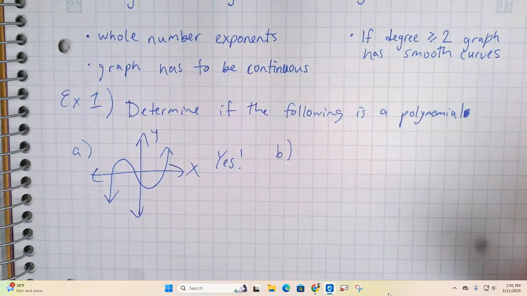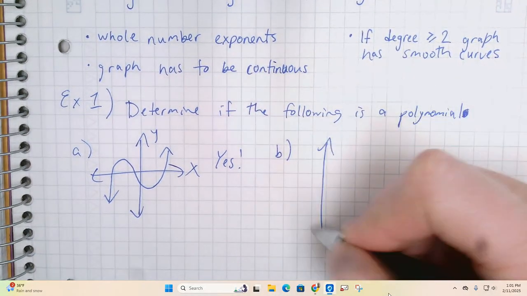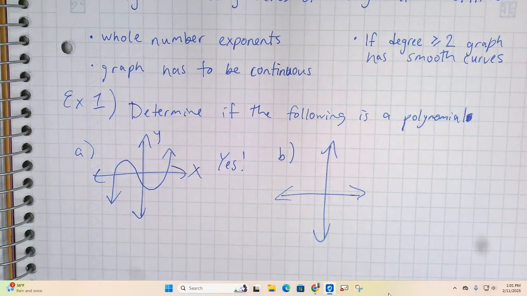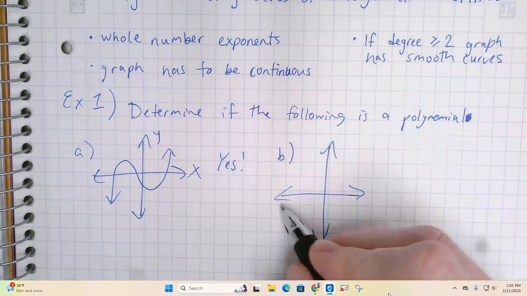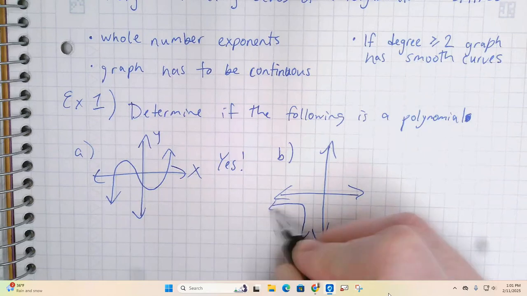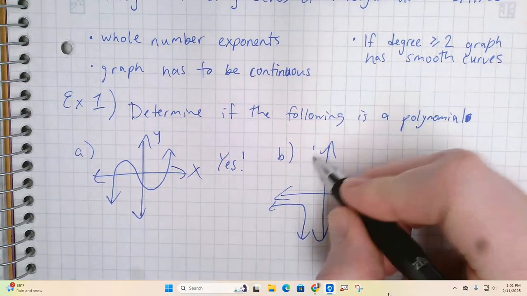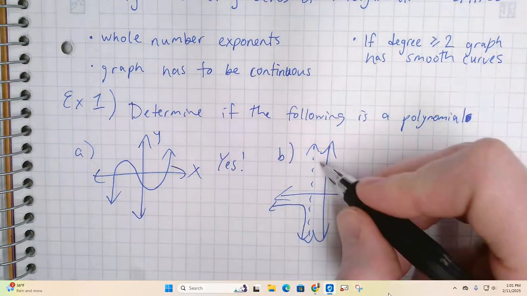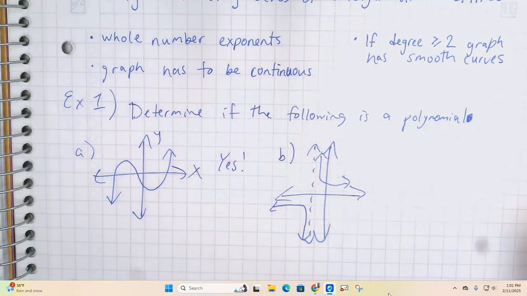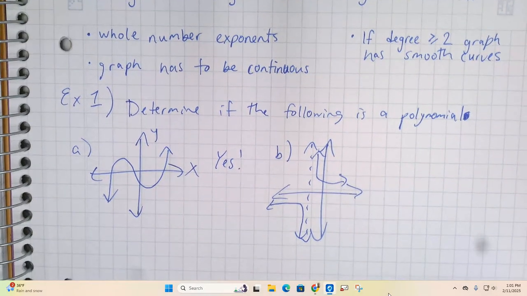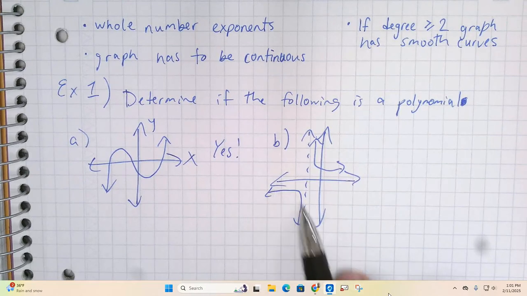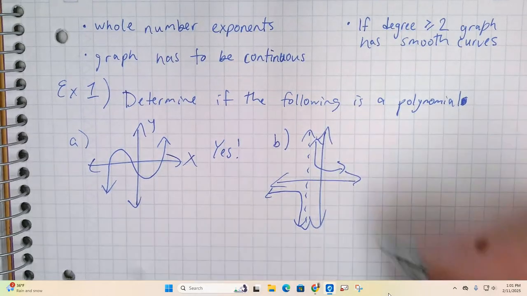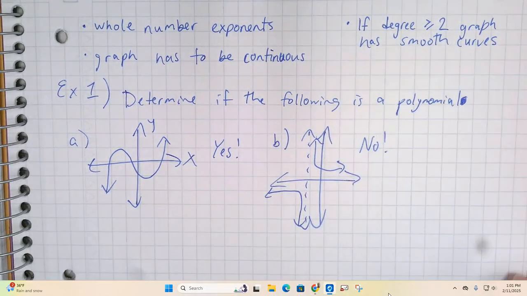If the graph looks like this, and again I'll draw an XY axis, it has one curve maybe down here, and then it has an asymptote, which I'll do a dotted line for that, and then maybe another curve up here. That would be a break in the graph. In other words, you are following the first curve and then boom, it disappears and you hop up to the second curve. That would be a break, so this would be a no, it's not a polynomial.